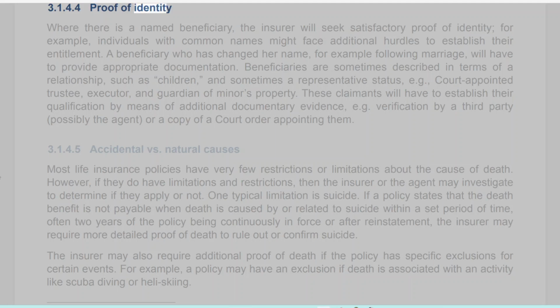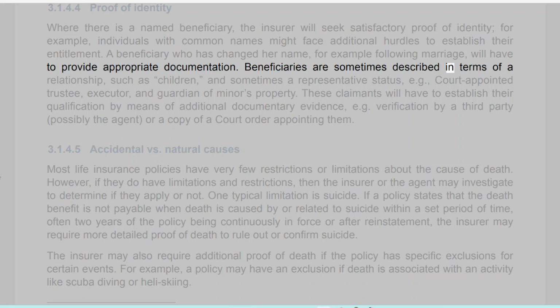3.1.4.4 Proof of identity. Where there is a named beneficiary, the insurer will seek satisfactory proof of identity. For example, individuals with common names might face additional hurdles to establish their entitlement. A beneficiary who has changed her name, for example following marriage, will have to provide appropriate documentation.